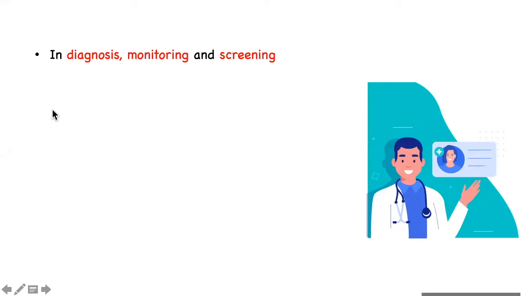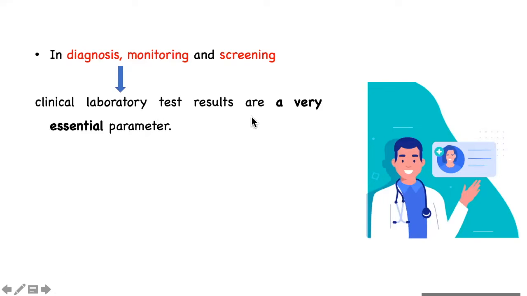Interpretation of clinical test results is important because in diagnosis, monitoring and screening, clinical laboratory test results are very essential parameters. Without clinical laboratory test results, you will not be able to diagnose the disease. In addition, suppose you have started pharmacotherapy, you have started the treatment. Now you want to monitor that treatment in terms of its effectiveness. So when we expect to measure the effectiveness of the treatment, you will measure that in terms of certain laboratory test results, isn't it?